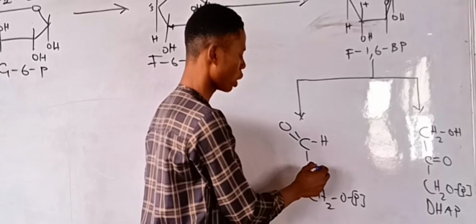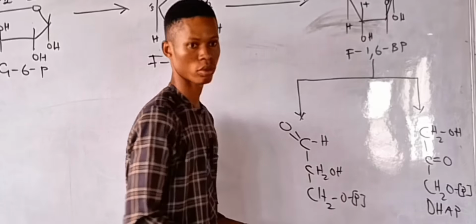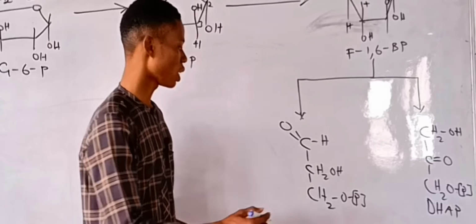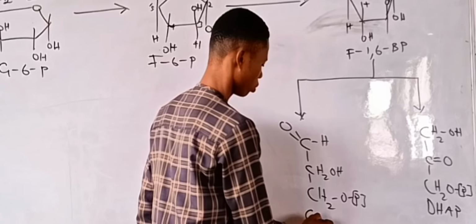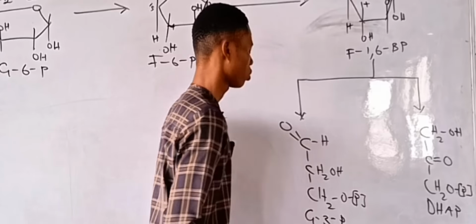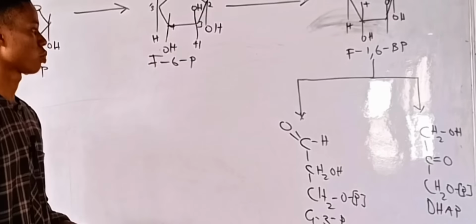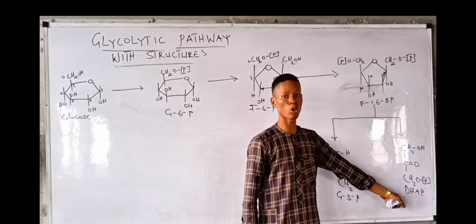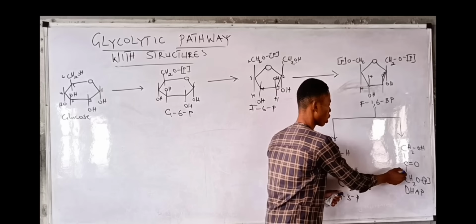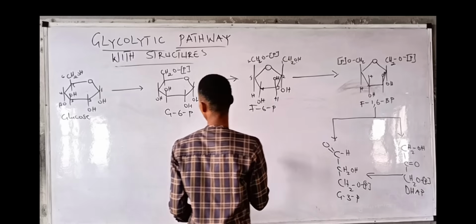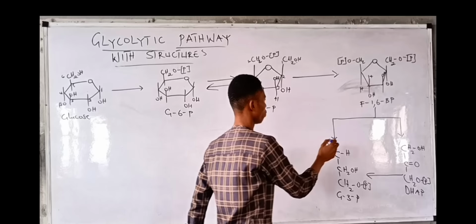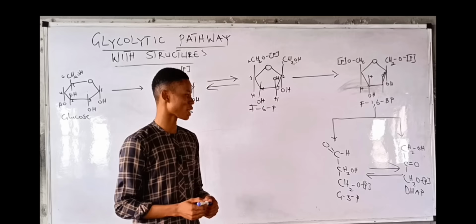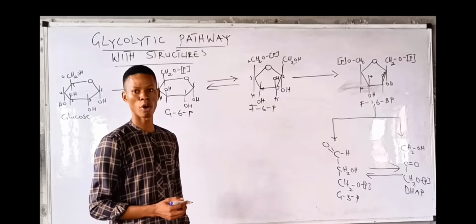So what will happen to this one now? This is glyceraldehyde 3-phosphate. We already know that from glyceraldehyde 3-phosphate, dihydroxyacetone phosphate cannot continue in the pathway, right? So it's converted to another molecule of this, right? And please, let's use the right way of representing this. Now, glyceraldehyde 3-phosphate is to be converted to a molecule of what?